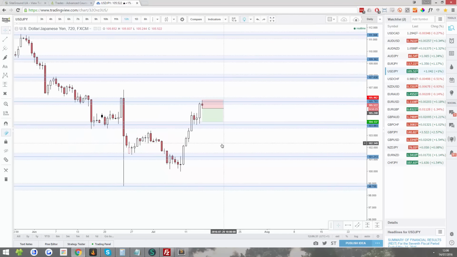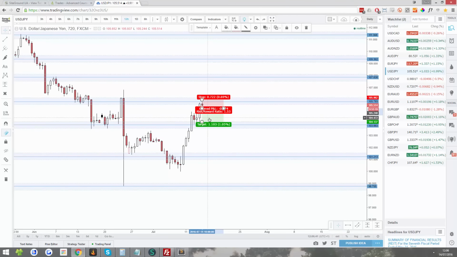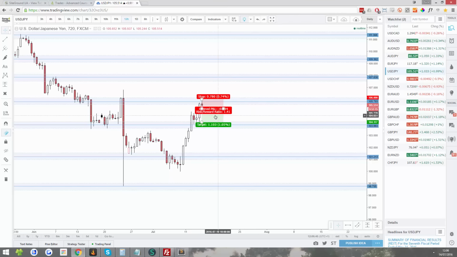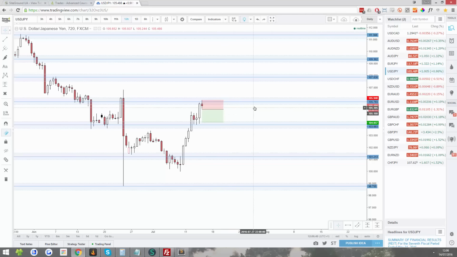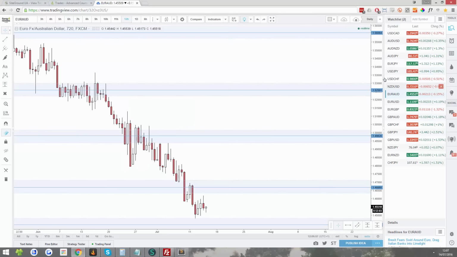Just at a glance, it doesn't look anywhere near as good. Yeah, we're looking at about 1.5, probably less by the time you factor in spread and your actual entry being 2 or 3 pips after the indecision. So yeah, USDJPY showing a similar setup, but I'm not really too interested in trading that.